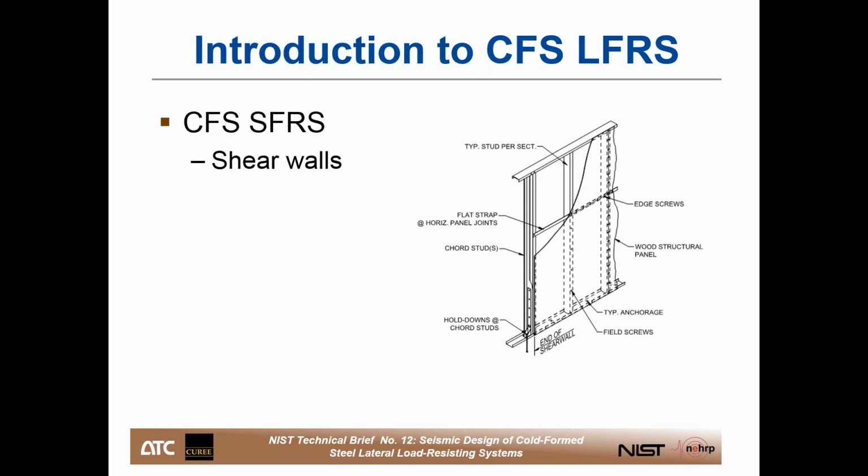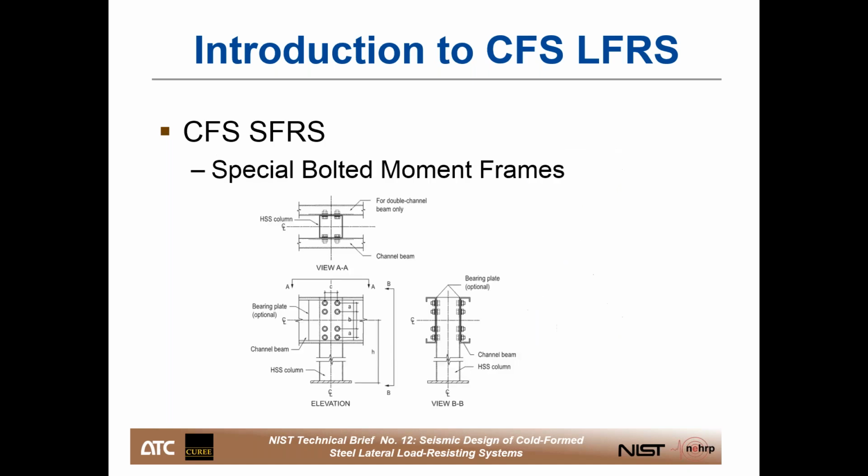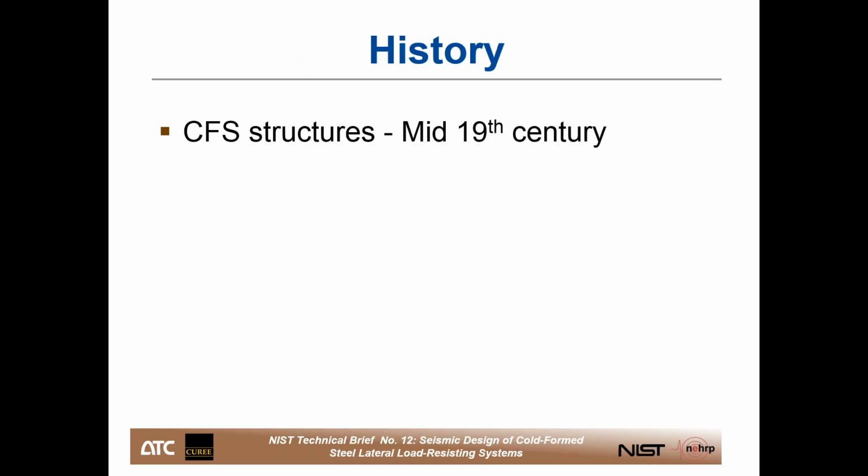So shear walls are one of the most common CFS seismic force resisting systems. We'll talk quite a bit more about shear walls when we get into the analysis and design part of the webinar. Strap brace walls are another common seismic force resisting system. One nice feature of the strap braced walls is that they just offer a straightforward analysis and design. So just really simple mechanics to figure out the basic force transfers and so forth in a strap brace wall. And then there are also special bolted moment frames, which can be used for mezzanine and platform construction. We'll talk more about those later on also.